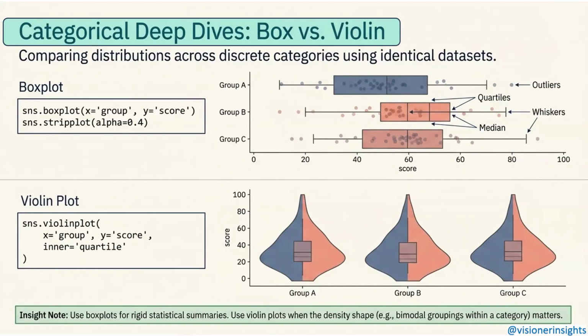A box plot is awesome for a quick, rigid statistical summary. It gives you the median, the quartiles, and any outliers. But if the shape of the data inside that category is what's important, like if you want to see if there's a hidden bimodal distribution, then you need a violin plot. It's basically a box plot with the full density curve wrapped around it.